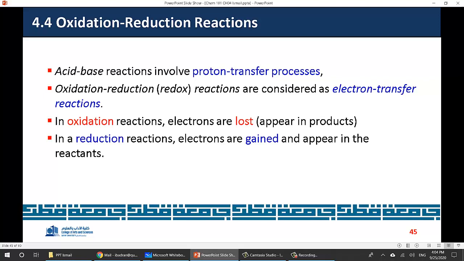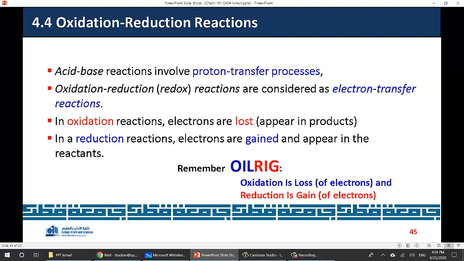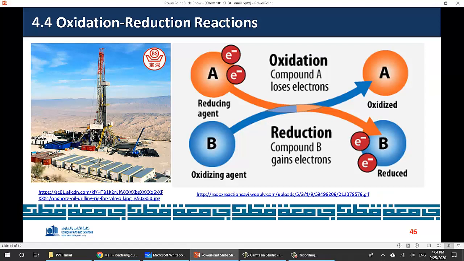So in oxidation there is always a loss of electrons, and in reduction electrons are gained, okay. And so you can remember this by the famous OIL RIG. So oxidation is loss, reduction is gain, okay, OIL RIG. So in the oxidation reduction process there is always an electron or more going from one species to another, okay.